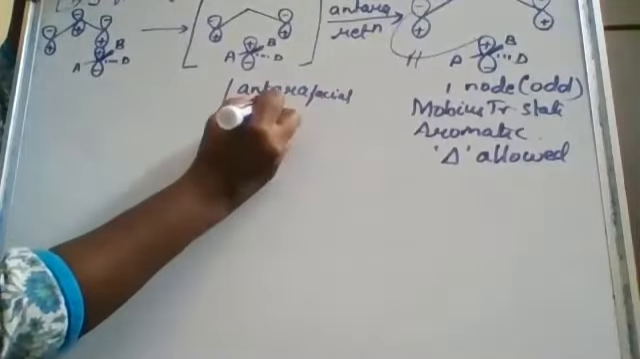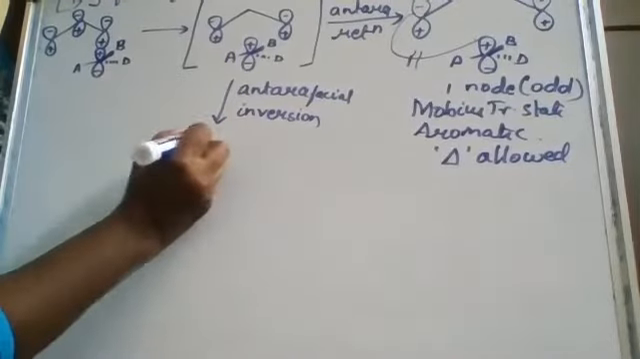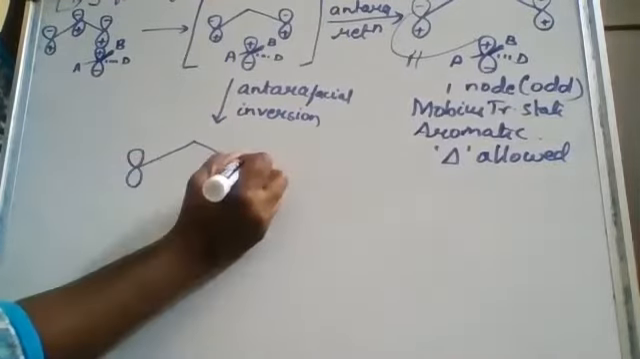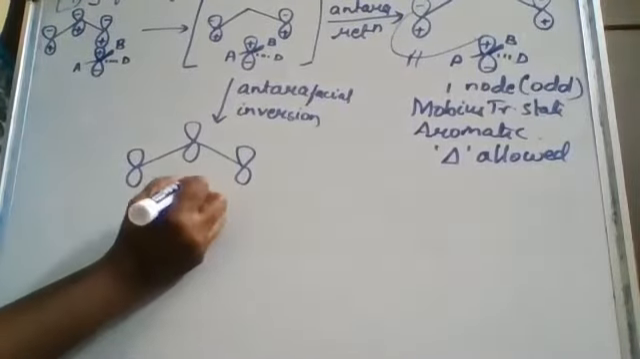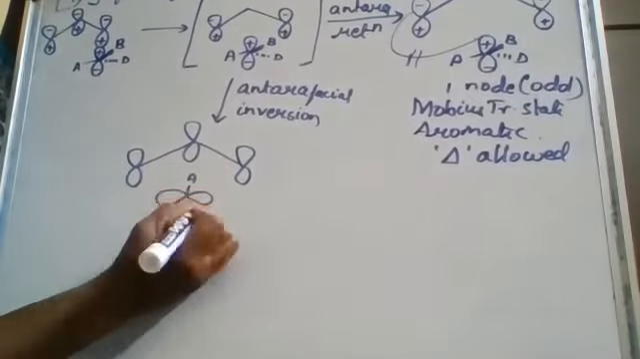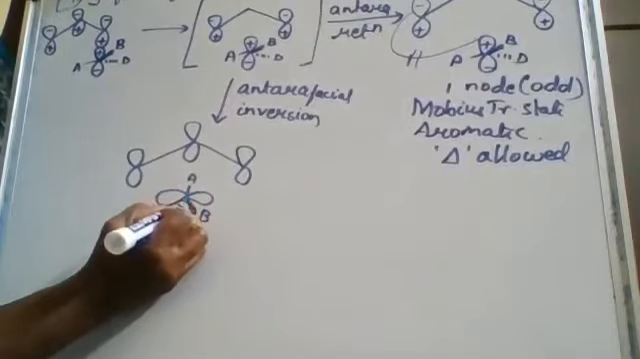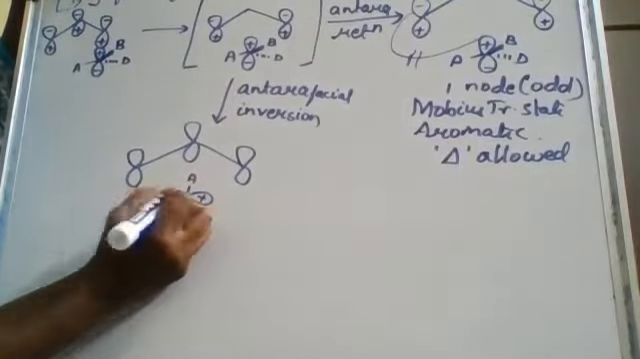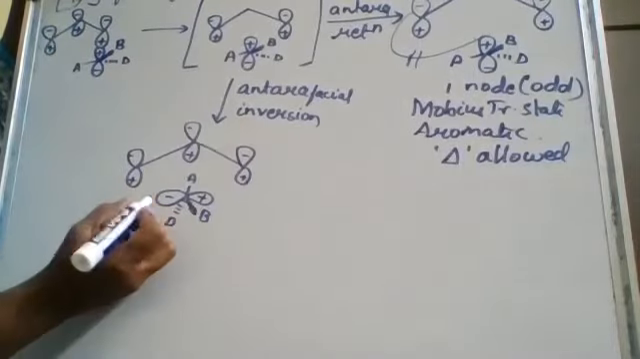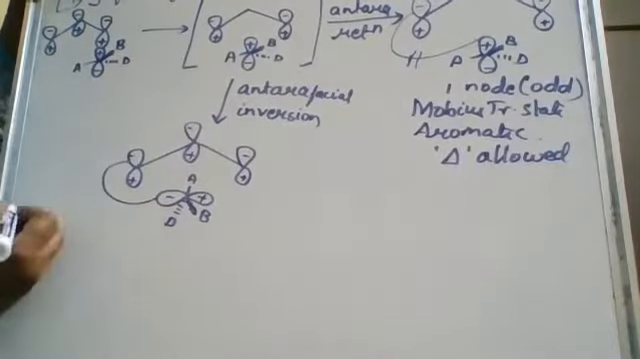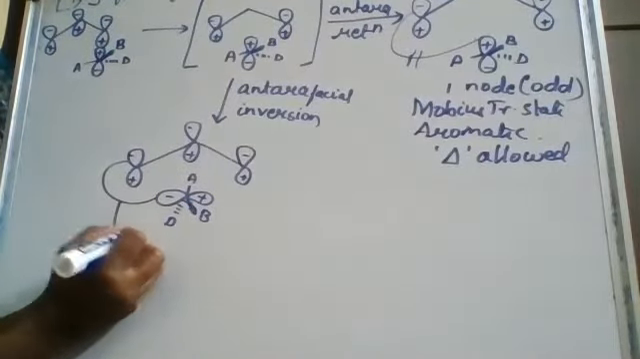With inversion of configuration. When you're going to do an inversion of configuration, you just rotate the group by a 90-degree turn. A, your chiral molecule, plus minus, antarafacial migration with inversion of configuration. I'm getting 0 nodes.